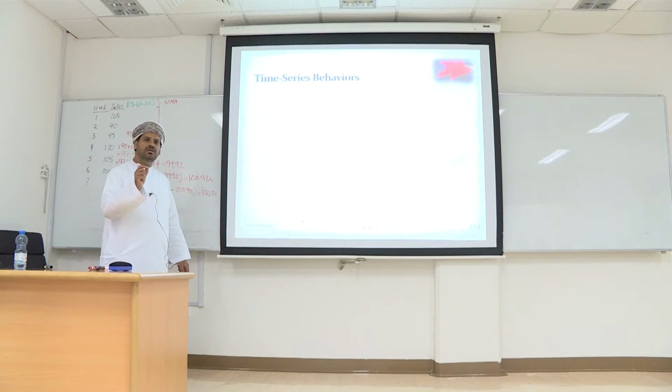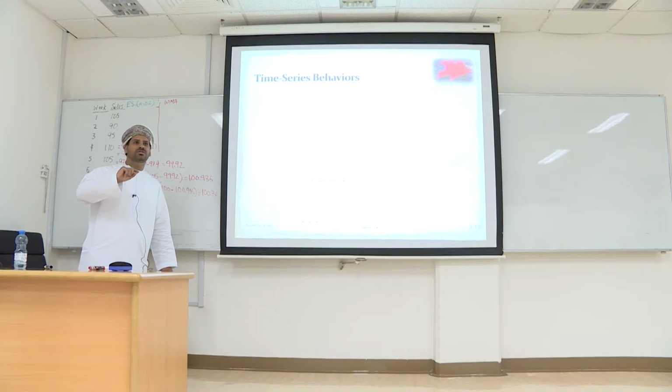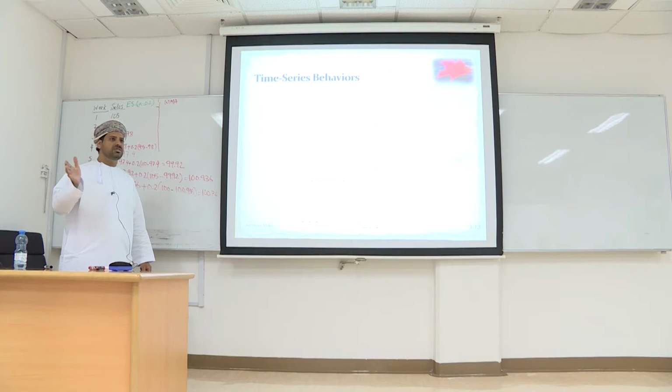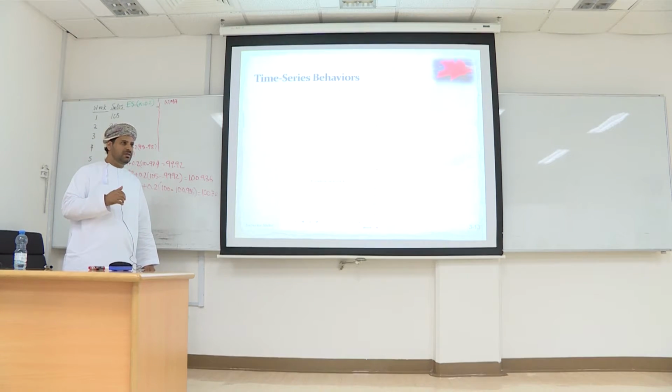The seasonality is a variation that occurs within 1 year. It doesn't take more than a year, but that's why it's called a season. We could have several seasons in a year. Can you identify some of the seasons in a year? We have the summer season in Oman. Okay, we have the winter season.